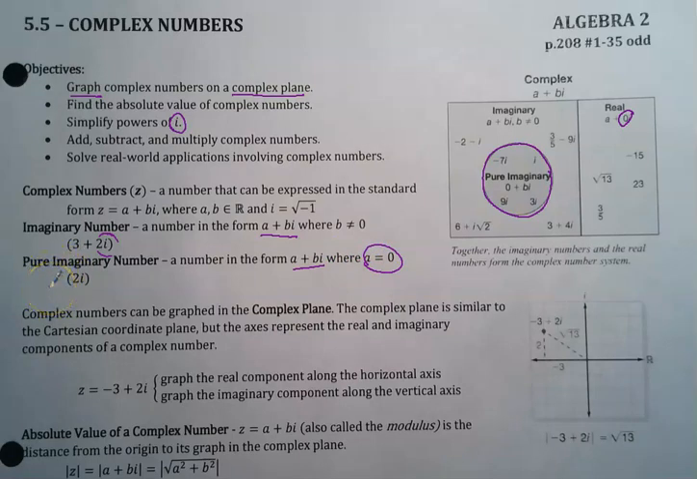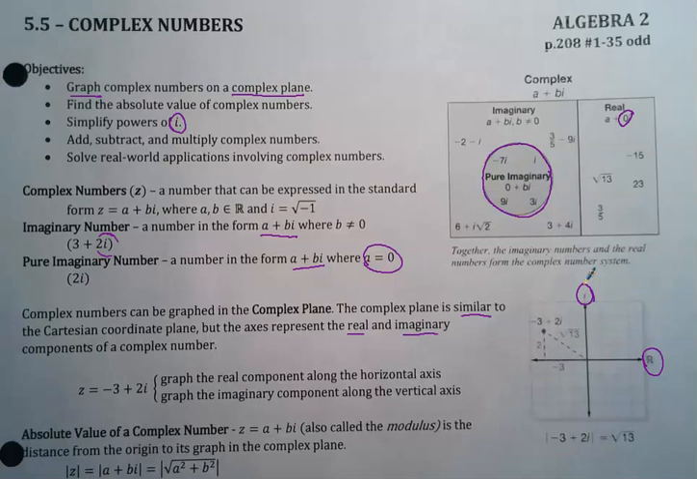All right, so complex numbers can be graphed in the complex plane. The complex plane is similar to the Cartesian coordinate plane that we use all the time, but the axes represent the real and imaginary components of a complex number. So if we look here on this plane, notice our x-axis represents the real component. The vertical axis, or the y, represents the imaginary component.